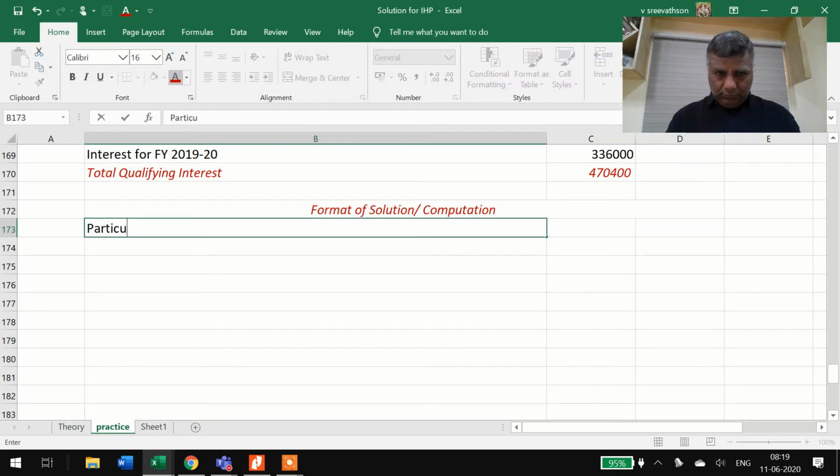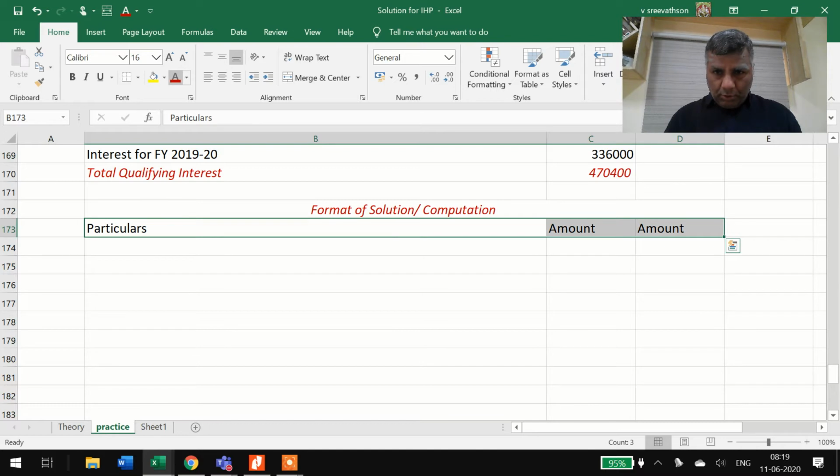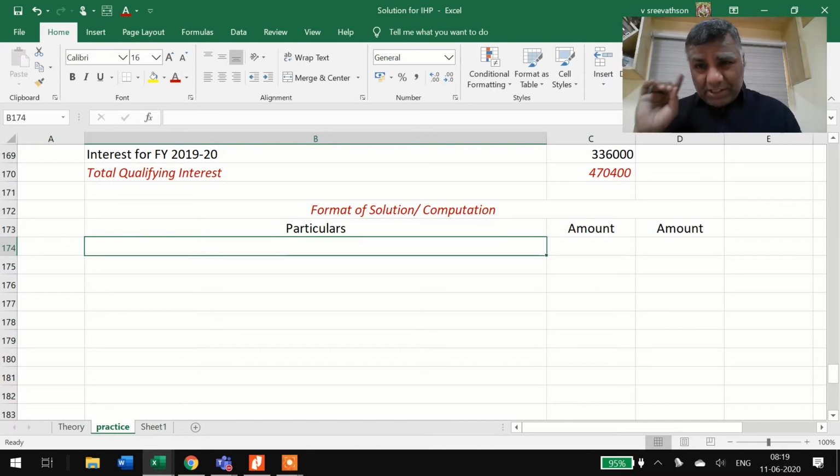Sir, property stock in trade. If it is stock in trade, it is claimed under business or profession, not in this chapter. Okay, format of solution or computation.